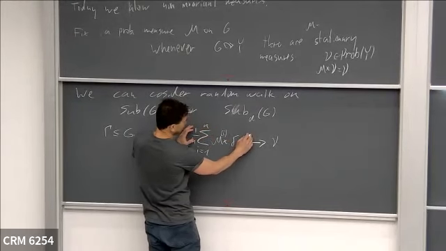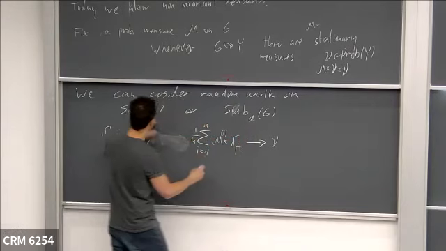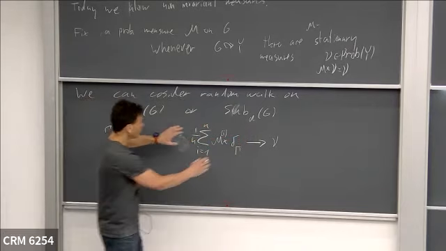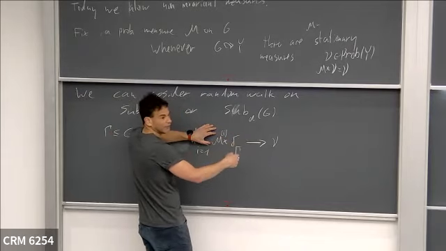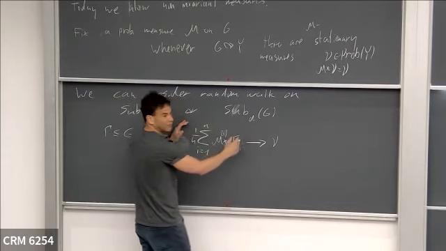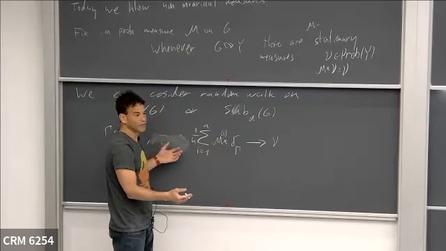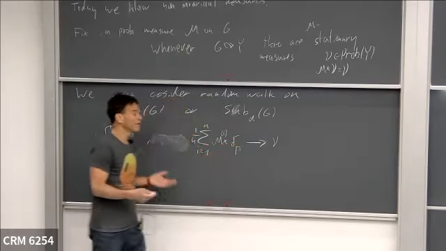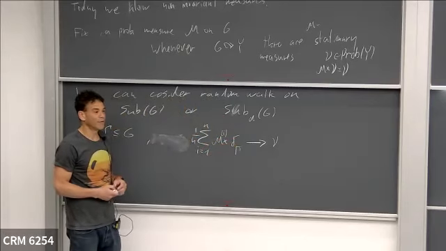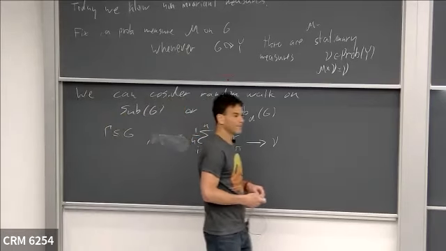This measure is supported on conjugates of gamma, because remember G acts on the space by conjugation. So any such measure is supported on the conjugacy class of gamma. But in the limit, you are supported in the closure of the conjugacy class of gamma. And the closure of the conjugacy class of gamma could contain in general a lot more groups. But it will contain gamma?